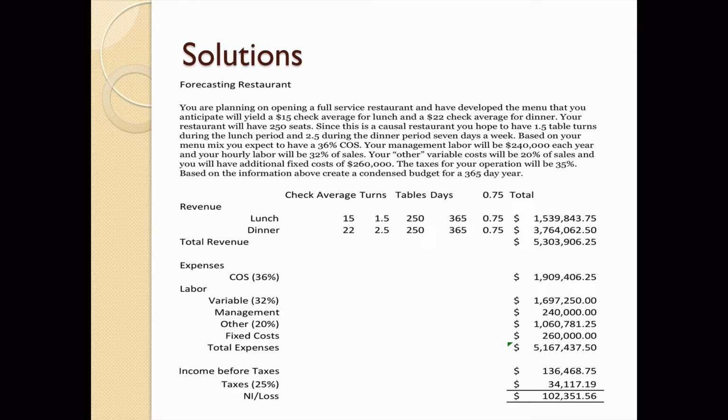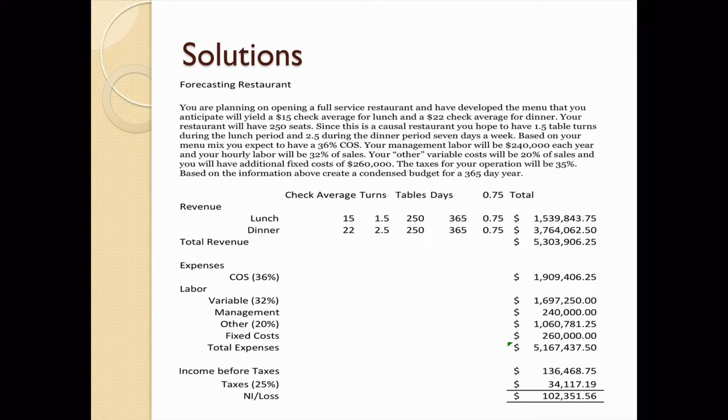And we've got check averages, turns, tables, days, and then again we multiply all restaurant revenue by 0.75. And the reason why we do that is because when a dining room is completely full, you really only use about 75% of your seats. So from this paragraph, I got our check average of $15, our turns of 1.5 turns, our tables, we have 250 tables. We're doing this for a year. And again, we multiply all restaurant revenue by 0.75 just to be conservative.